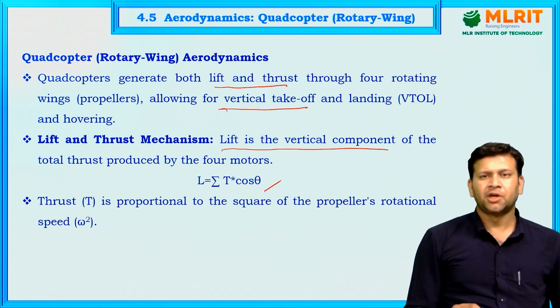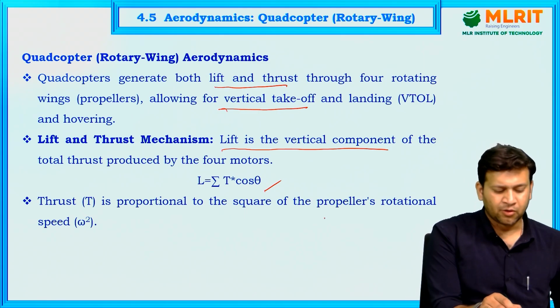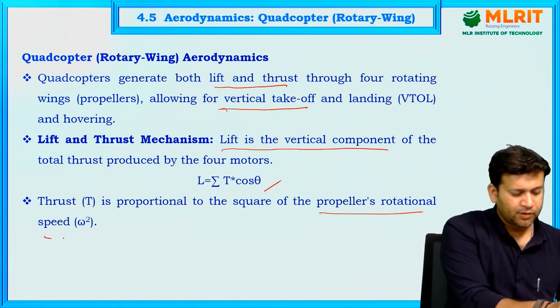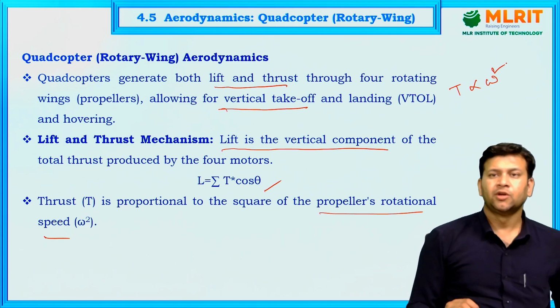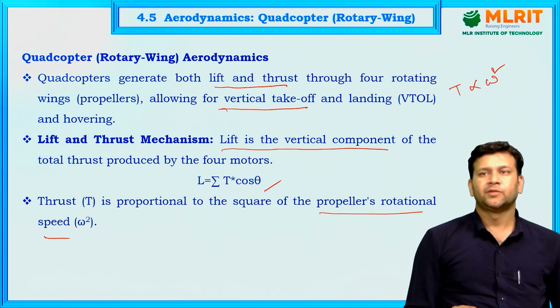Thrust is proportional to the square of the propeller's rotational speed. We can simply say T is directly proportional to omega square.